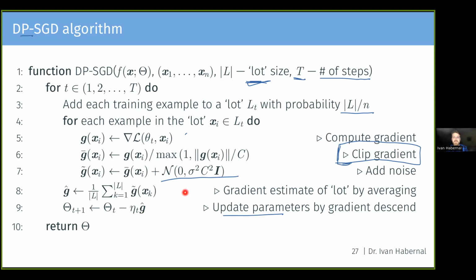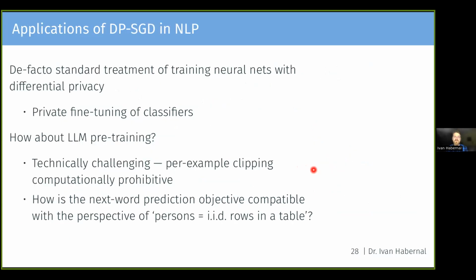So this is great. The only thing which is hard is clipping the gradient per example, because this is very costly and prohibitive, since you have to do it for each example independently. There are frameworks for that, but it's getting slower. So now we have this training algorithm, and how can we apply it in NLP?